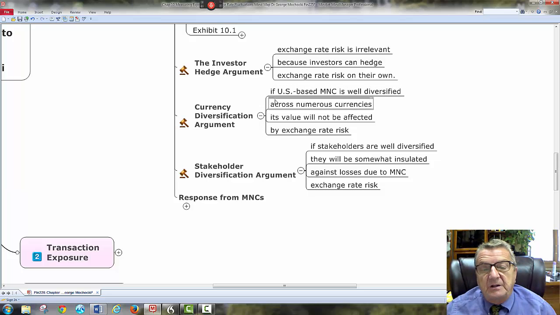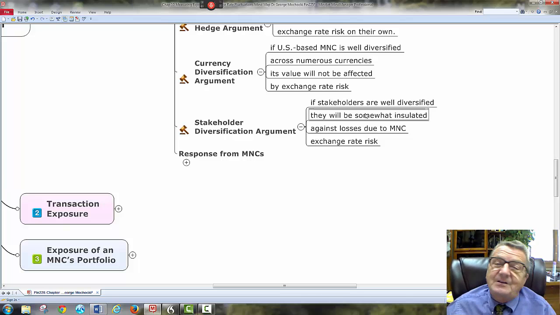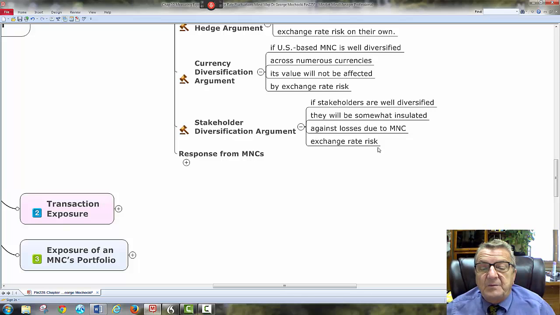Okay, currency diversification argument. The U.S.-based MNC is well diversified across numerous currencies. Its values will not be affected by exchange rate risk. What do you mean? I can just move money from one currency to another if I do it at the right time. Okay? A stakeholder diversification argument. If stakeholders are well diversified, they will be somewhat insulated. Remember, somewhat. It doesn't mean anything is guaranteed. This is like gambling, and I don't want to say gambling. It's more risk. Anything can happen. That's why you take insurance. I may never get in a car accident, but I have insurance just in case, so I'm covered for whatever reason. That's what minimizing risk is. That's what risk management is, right? But somewhat insulated. So I'm doing the best I can against losses due to MNCs and exchange rate.